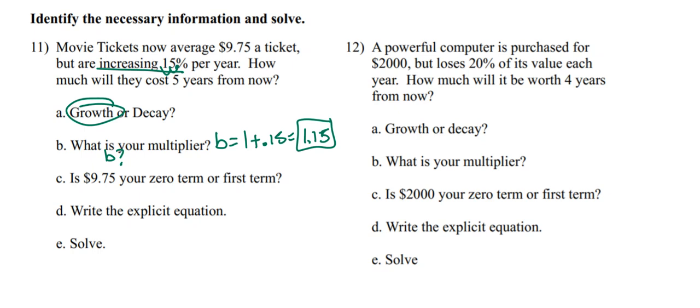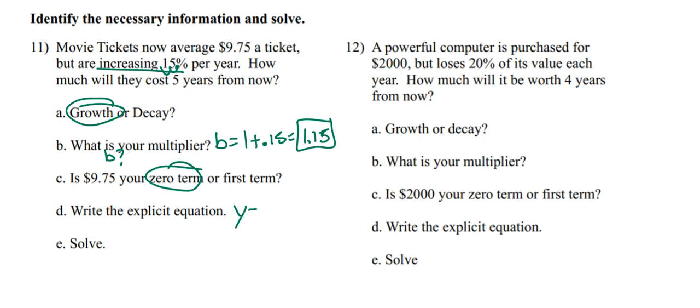Is 9.75 your zero term or your first term? So they're saying that now it's 9.75. But a year from now, it would be 1. So that's when it's increasing. So I'm going to say our 9.75 is our zero term, meaning it's before we're doing 1 year later. And then it says to write the explicit equation.